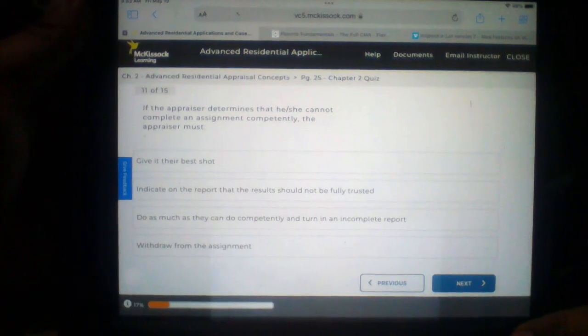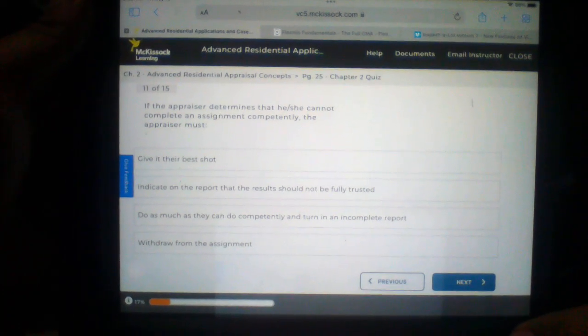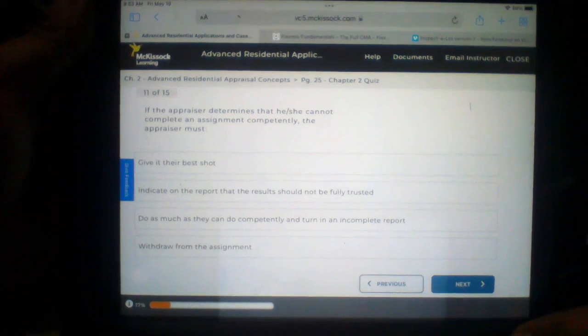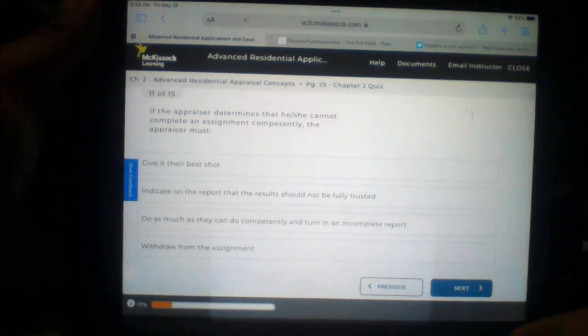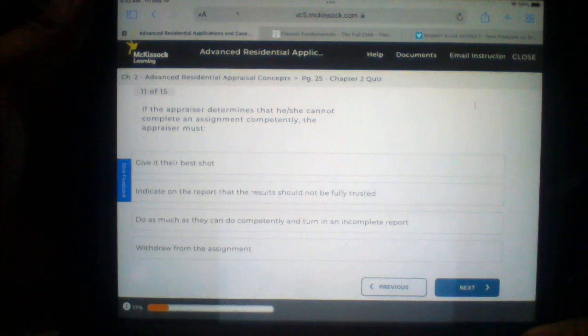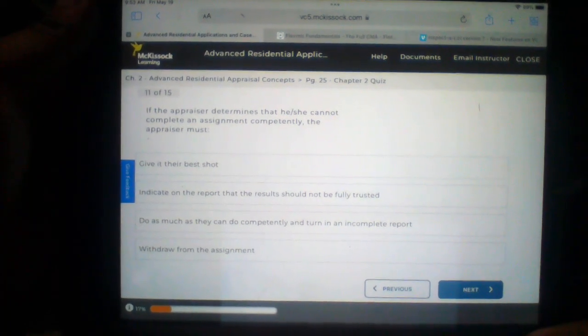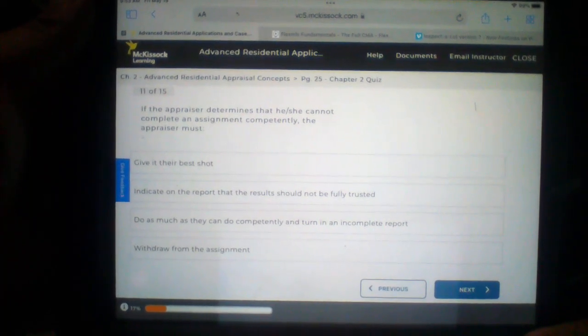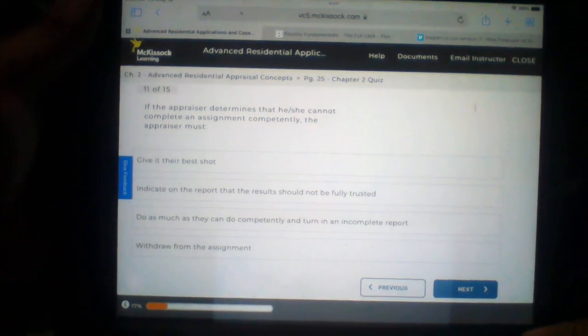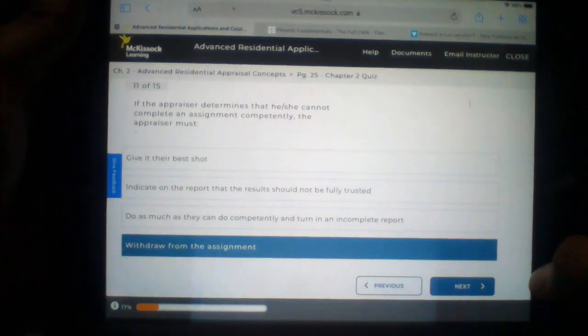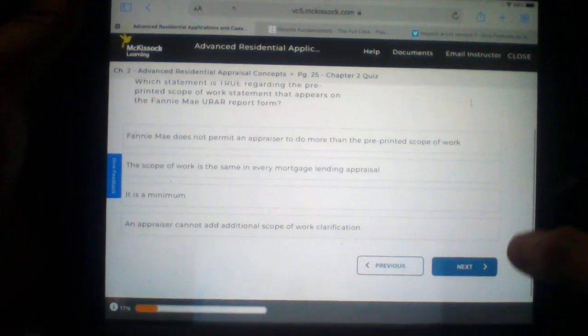Number 11, if the appraiser determines that he/she cannot complete an assignment competently, the appraiser must A, give it their best shot. B, indicate on the report that the results should not be fully trusted. C, do as much as they can do competently and turn in an incomplete report. Or D, withdraw from the assignment. I'm going to go D, withdraw from the assignment.